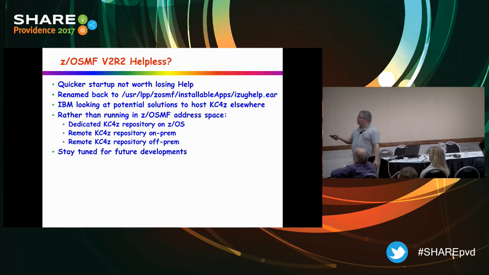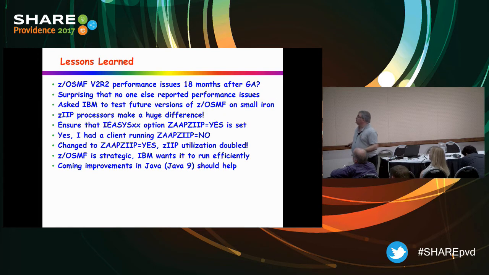Some that we've discussed are maybe a dedicated repository on z/OS, or on-prem or off-prem repositories. Stay tuned for future developments here. IBM is aware that as they add plugins, their performance cannot keep up. They need to improve performance for response time.